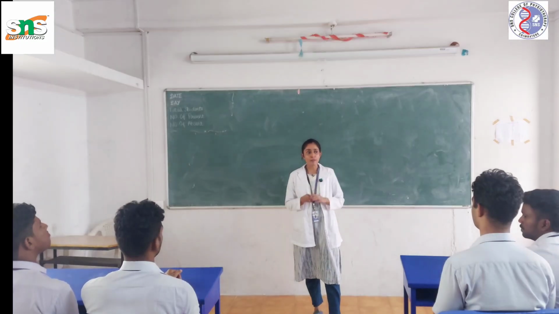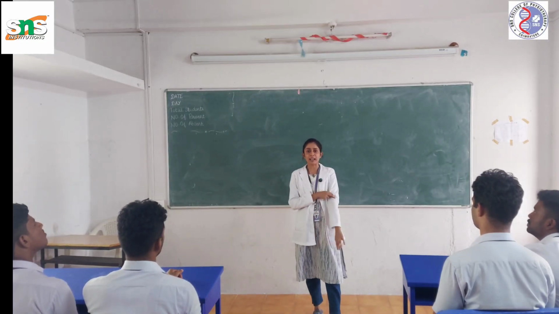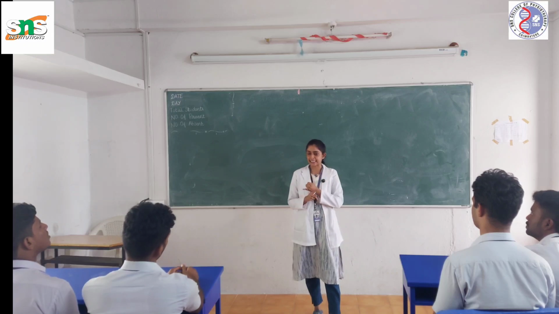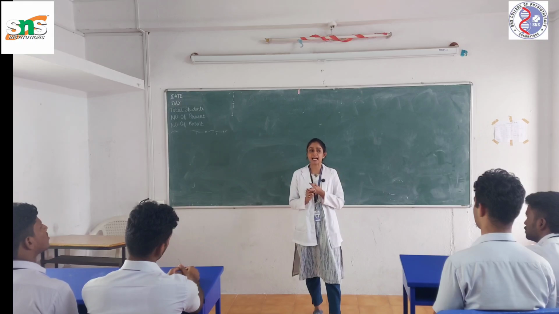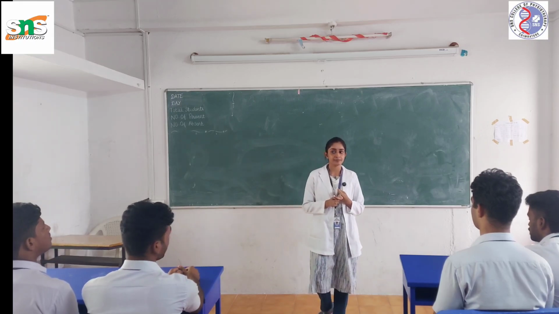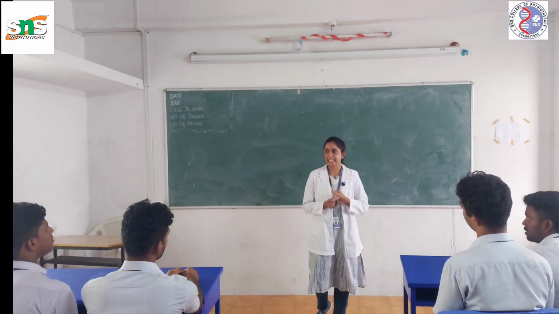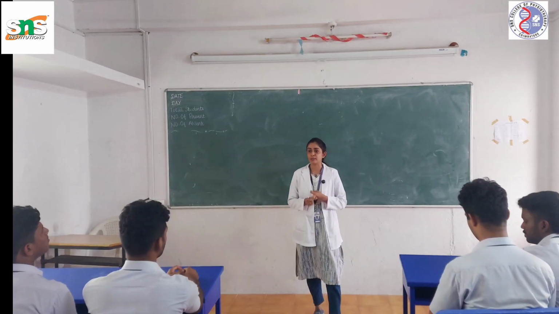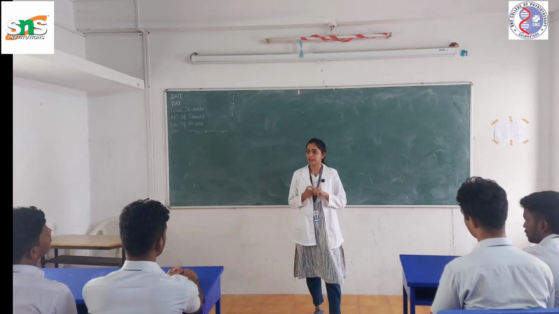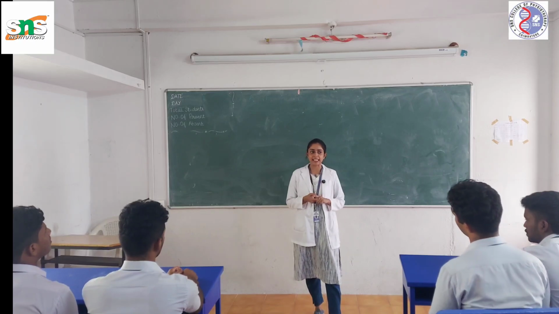Commonly in tennis elbow, which muscle will be affected? Is it extensor carpi radialis brevis, the biceps tendon, or flexor carpi radialis? It is extensor carpi radialis brevis. So the most common muscle affected is extensor carpi radialis brevis.